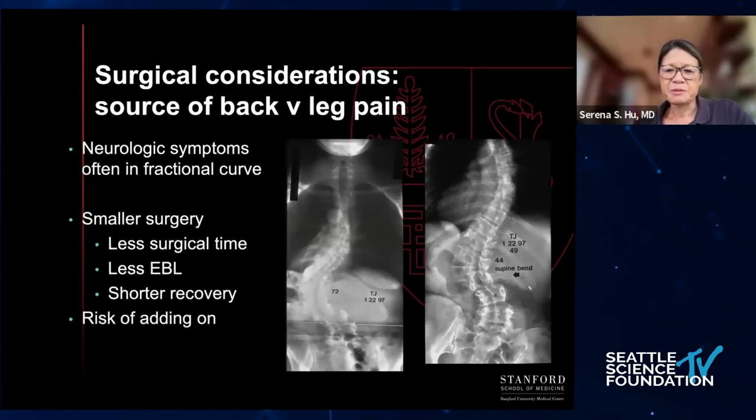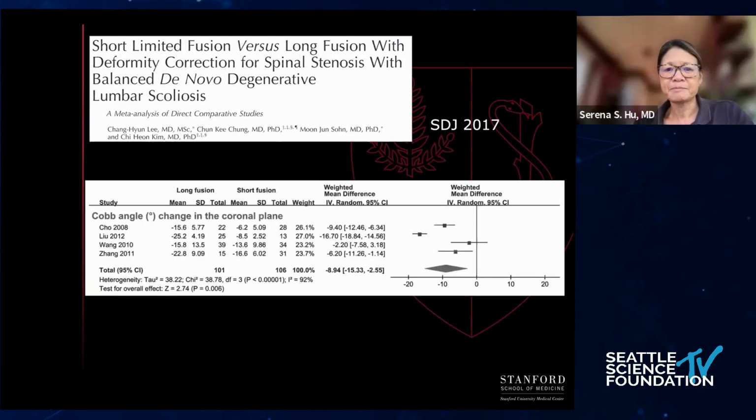And again, neurologic symptoms are oftentimes in the fractional and more degenerative curve, but it's oftentimes reasonable to consider a smaller surgery with less surgical time, less blood loss, shorter recovery, but we certainly have to consider the risk of adding on.